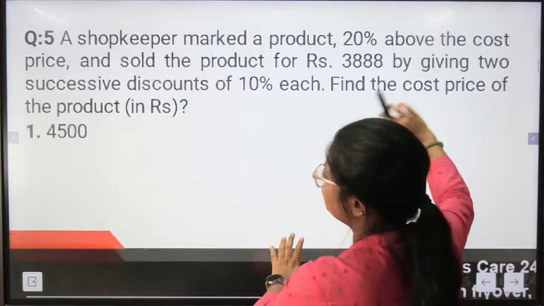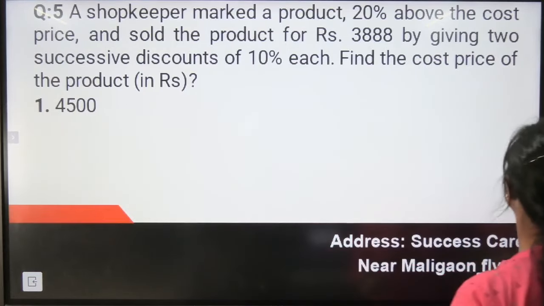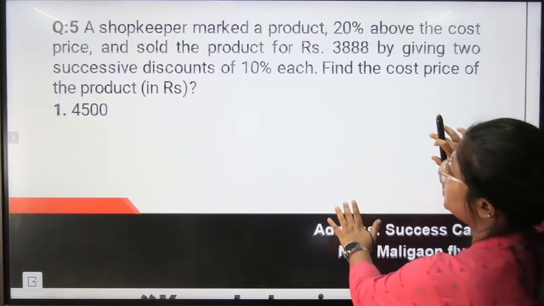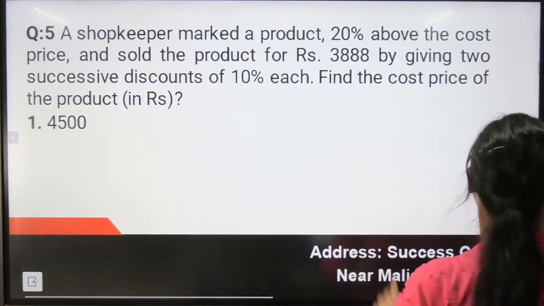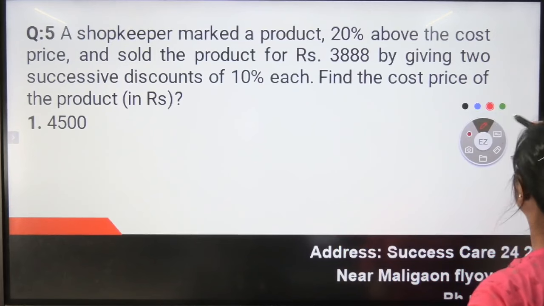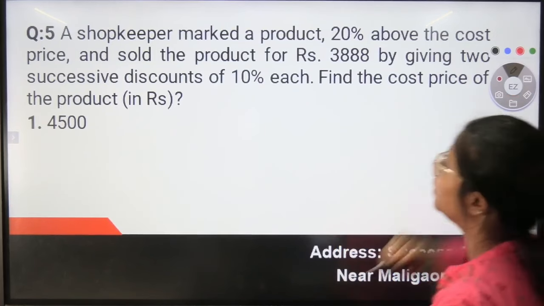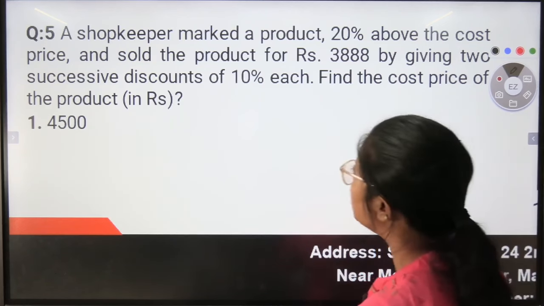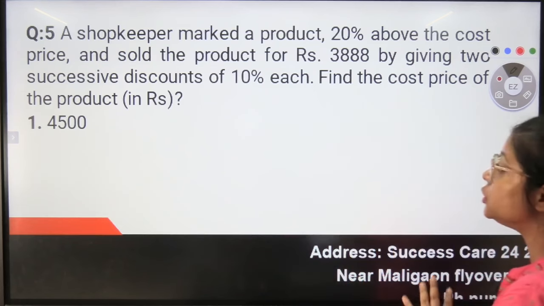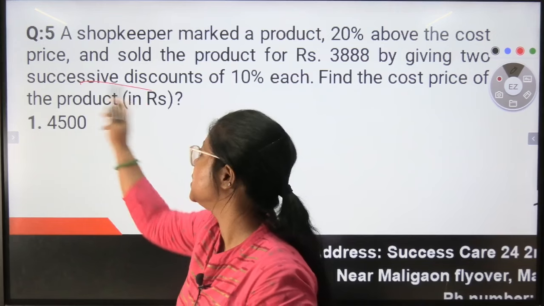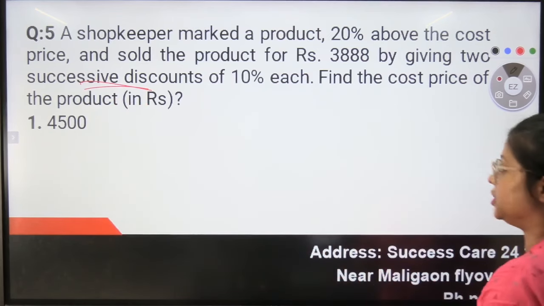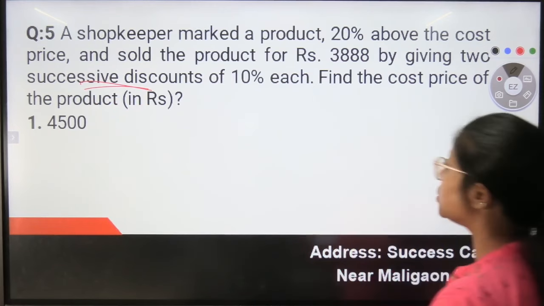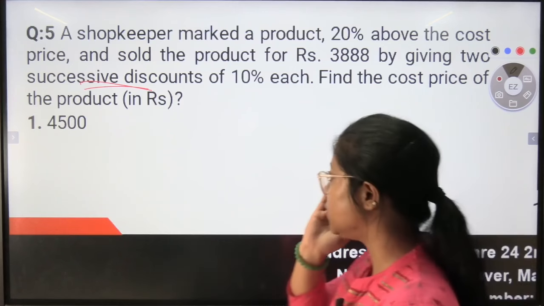Okay, now let's move to question number 5. So question number 5 is given as: a shopkeeper marked a product 20% above the cost price and sold the product for rupees this by giving 2 successive discounts. You are getting my point? So successive discount of 10% each. So every time he is giving 10% of discount. Find the cost price of the product. You are asked to find the cost price.